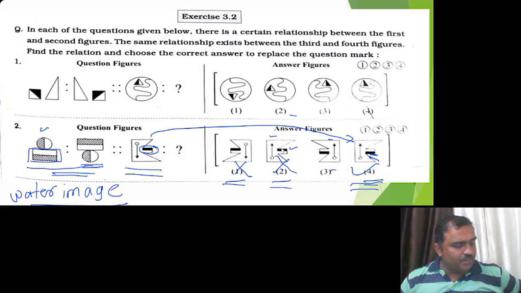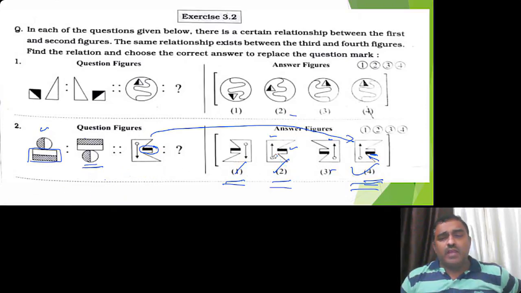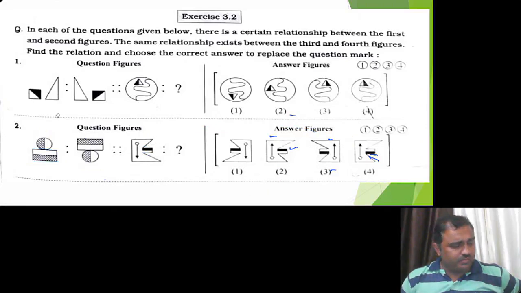Got it, everyone? See, each and every symbol is important. You have to see very carefully, you need a keen observation. Yes, everyone, have you understood? Can we move on? Yes, we will move on to the next question. Okay, let's see the next question.